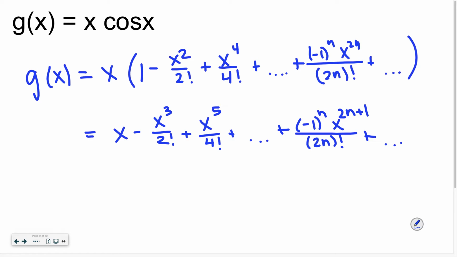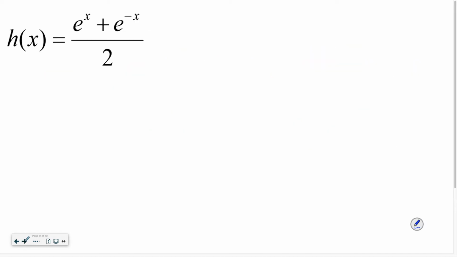Yay. But in an AP problem, they would probably ask you to find the first 3 non-zero terms and the general term for x cosine of x. Part B, find the interval of convergence for x cosine of x. Part C, find the 10th derivative of the series.